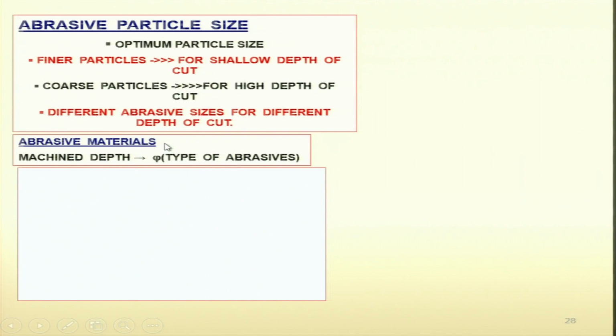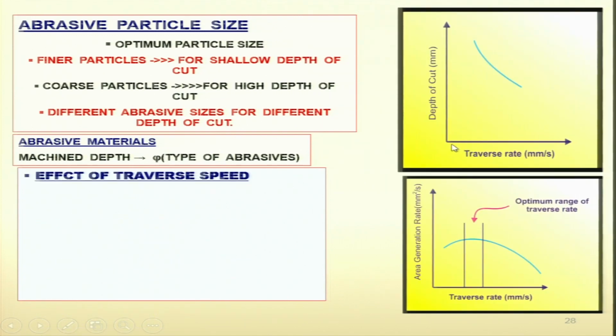Abrasive materials: machine depth is a function of the type of abrasive particle. Effect of traverse speed: as you can see here, as traverse speed is increasing, depth of cut is decreasing in this particular case. And here you can see the area generation rate. As traverse speed is increasing, an optimum is obtained over there, and then it is decreasing.